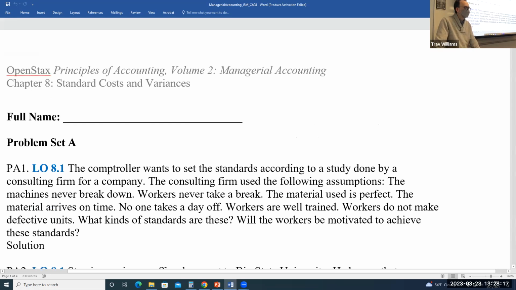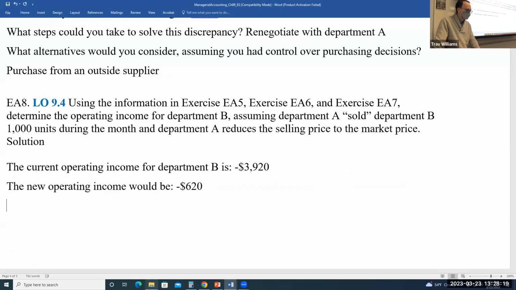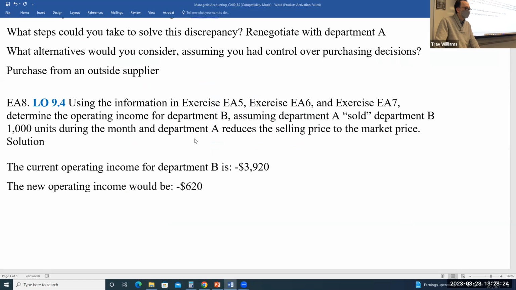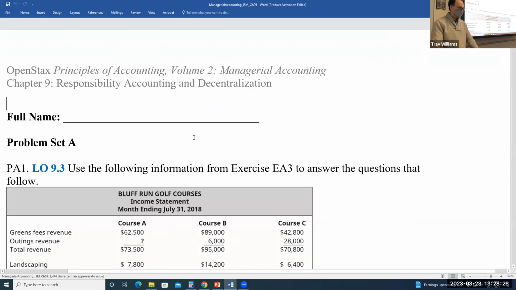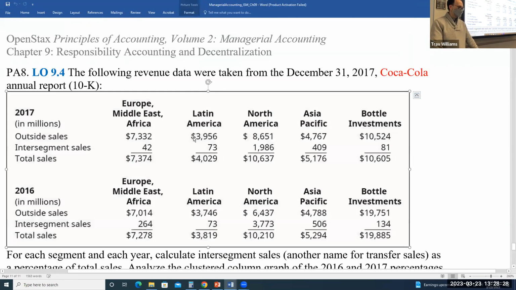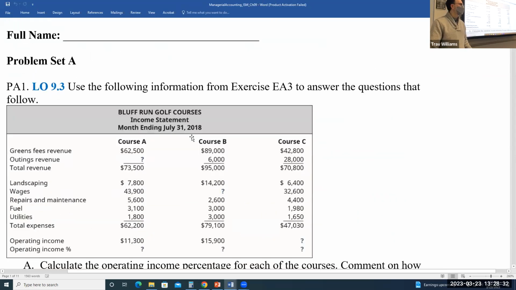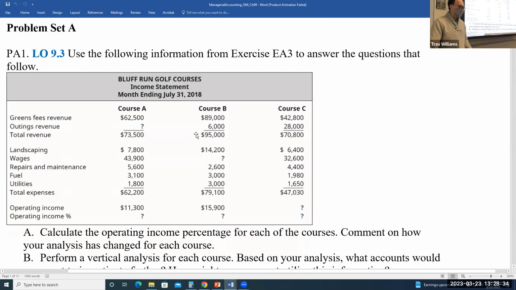I opened the wrong problem set. That was chapter 8. Let's try chapter 9. 8, yes, okay, there we go. Y'all were probably wondering as well.